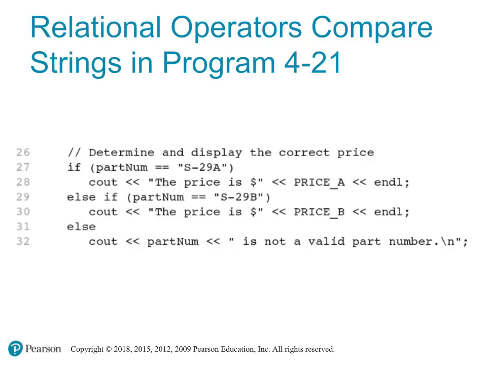If the part number entered is S-29B, the program will display the price stored in price B. If the part number doesn't match any of the predefined values, the program will inform the user that it's not a valid part number.